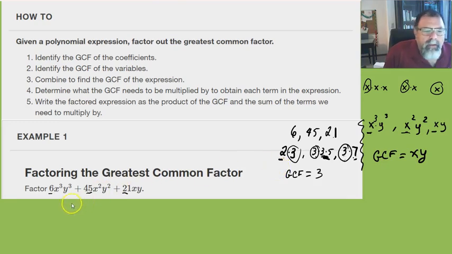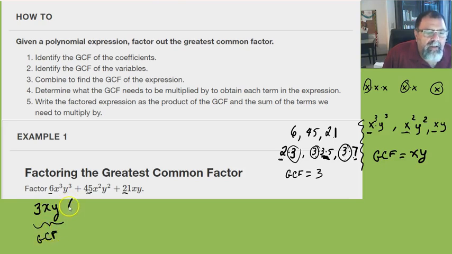So what's going to be our answer here? Okay, so the GCF for the combined thing is going to be 3xy. So we're here at step 3. So 3xy. So you write it down. So that's your GCF.